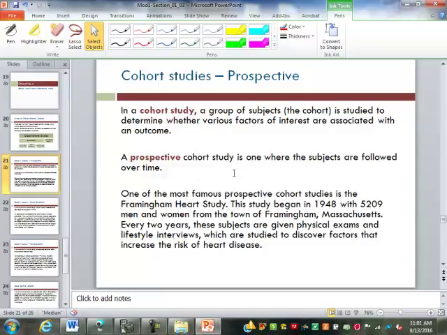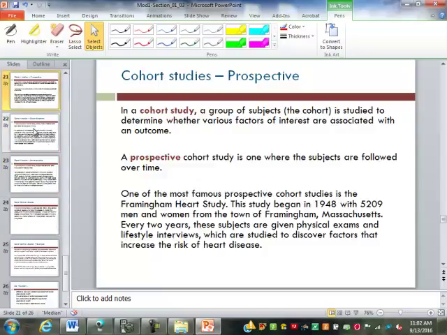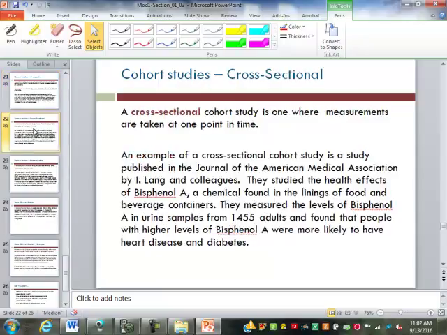And the subjects are just followed over time. In a prospective cohort, they're followed over time to see how these factors develop. One of the most famous ones is the Framingham Heart Study, which began in 1948 with over 5,200 men and women in Massachusetts, and every 2 years they were given a physical exam for heart health, and researchers discovered the factors that increased heart disease within them. So again, that's a prospective cohort that's done over time.